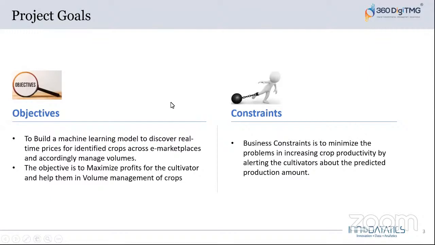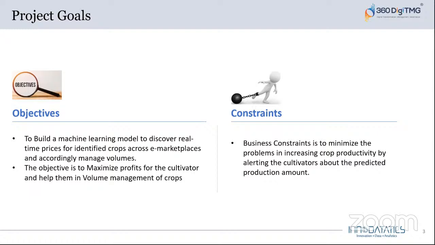So the general objectives and constraints are being described over here. The objective of this particular project was to build a machine learning model to discover real-time prices for identifying crops across e-marketplaces and accordingly manage volumes. We were focusing on the market of Telangana to look into the yield and to predict the market prices for each and every commodity and APMCs, in the sense marketplaces, all over Telangana. The objective is to maximize the profits for the cultivators and help them in volume management of crops.